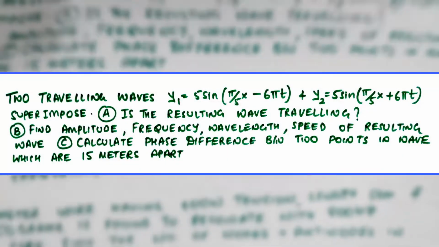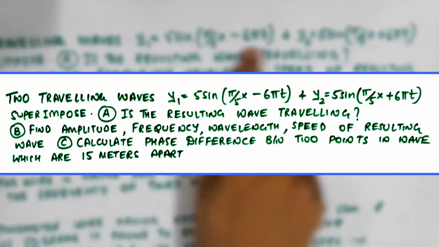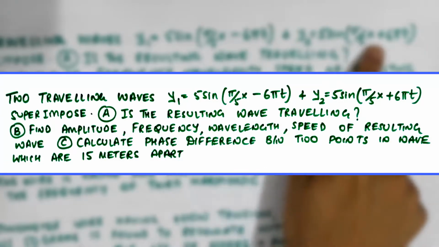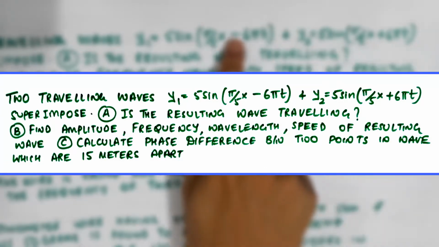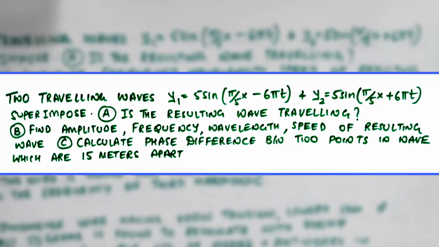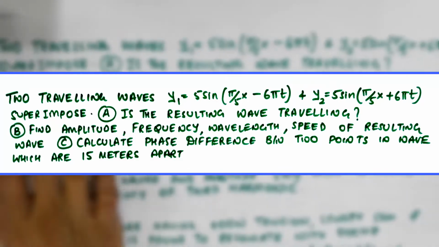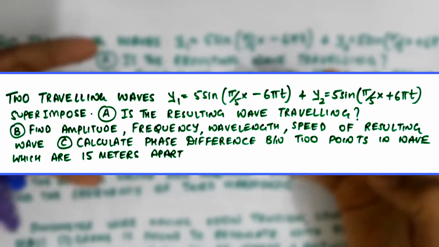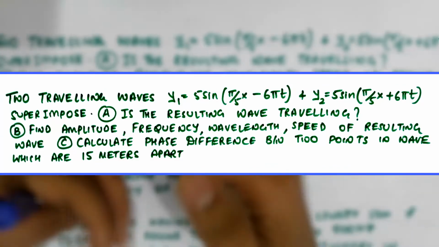We have two traveling waves, y1 and y2. The waves look very similar to each other, except for the fact that there's a difference in the sign. One has a minus sign, the other a positive sign, and they superimpose on each other. That's the technical term for waves meeting each other.